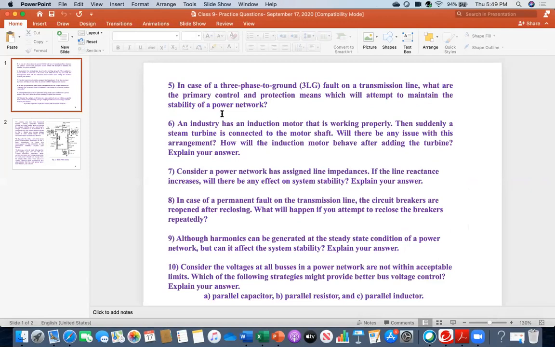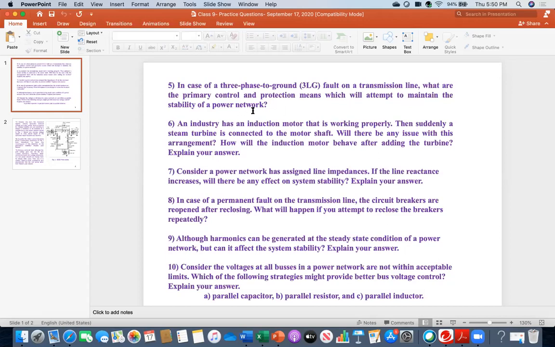Read the question. In case of a three-phase to ground fault on a transmission line, what are the primary control and protection means which will attempt to maintain the stability of a power network? So for example, there is a three-phase to ground fault from a severe storm along the transmission line. Definitely in the power network there are already equipped control means and protection means. So what are those primary control and protection means that will attempt to maintain the stability of a power network?